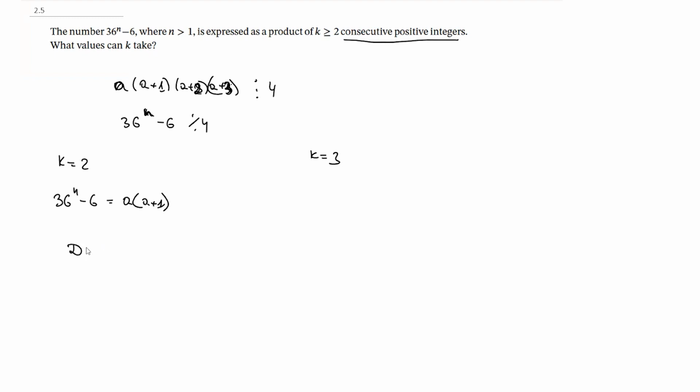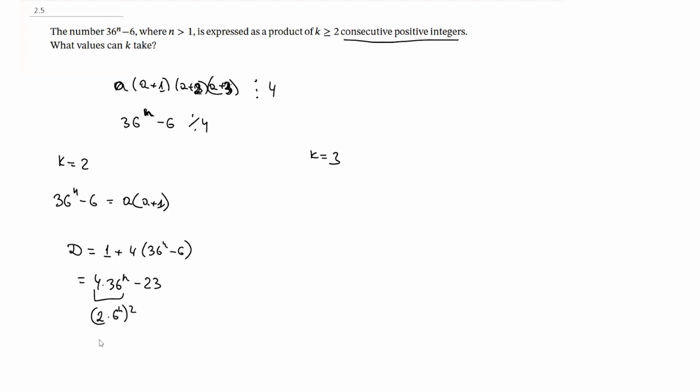So what is the discriminant of this quadratic equation if we're considering it as a quadratic equation of a? It should be something like 1 plus 4 times 36 to the power n minus 6. And we see that actually this is 4 times 36 to the power n minus 23. And this is quite a big square itself. So this is 2 times 6 to the power n, squared.